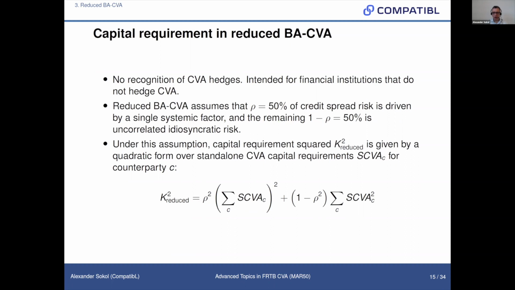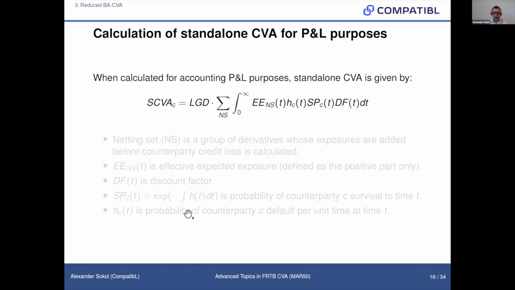But now, how do you calculate the capital requirement for a single counterparty? This formula has to do with the rules to combine capital requirements for individual counterparties into the total capital requirement. So now we're getting to how to compute the capital requirement. Okay, so when we calculate CVA for accounting P&L purposes, right? So that's the fair value methodology, fair value accounting. So if you put something in P&L, you have to follow certain rules. And long story short, this is the formula that you come up with, right?